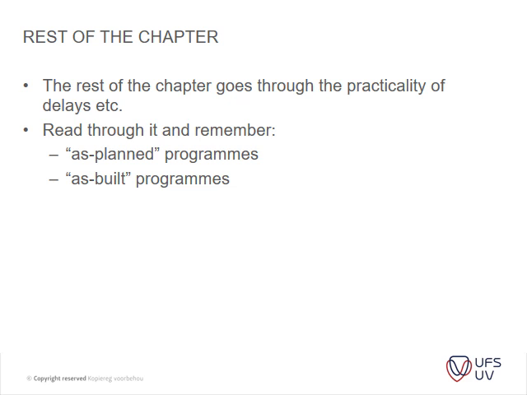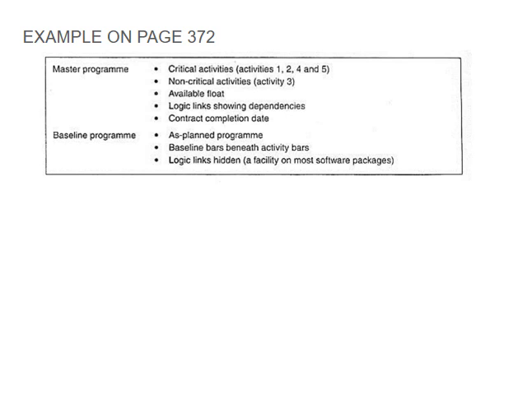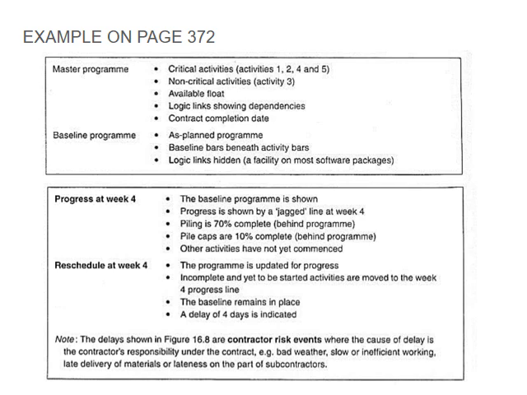So basically, your as planned program is your planned program, as the word basically says. Your as built program is if there's any delay, then that program changes, and that as planned program now becomes the as built program, which is illustrated in the next few slides. Okay, so you've got your master program, your baseline program, and it basically gives you a scenario of when it is extended. So you've got your critical activities 1, 2, 4, and 5.